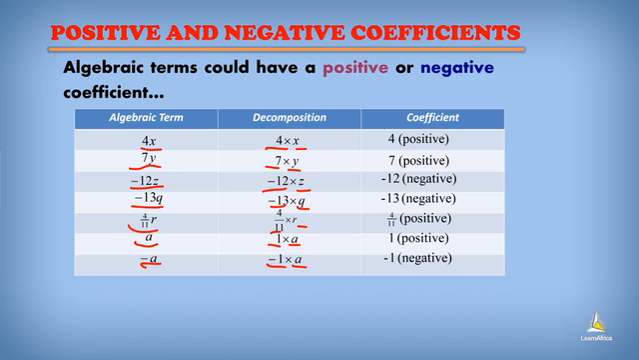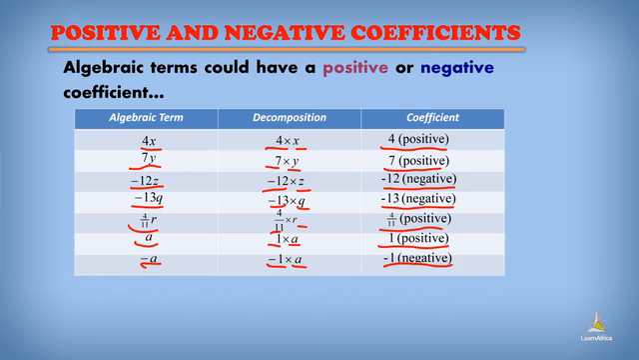Then at this point we are going to tell if the coefficient is either positive or negative. You see, from the algebraic term 4x, we realize that the coefficient 4 is positive. In 7y, the coefficient 7 is positive. In minus 12z, the coefficient is minus 12 and it's negative. We have minus 13 as negative in minus 13q. Then we have a positive 4/11 coefficient, and we have a positive 1 and a negative 1.